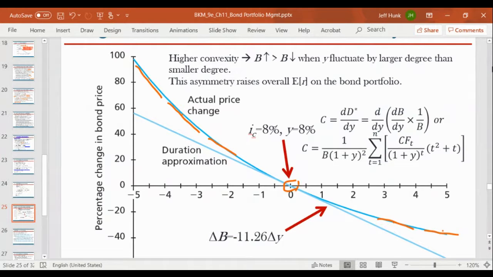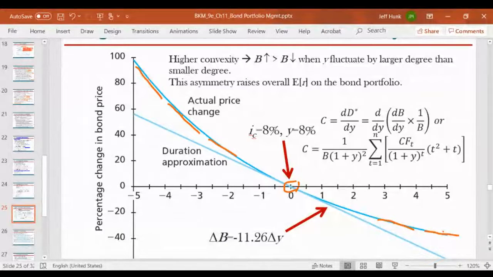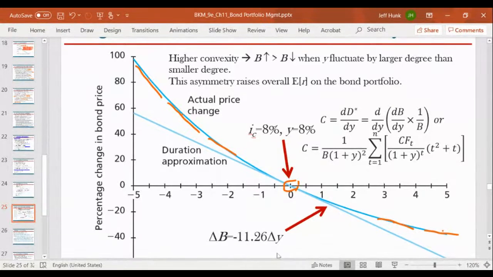Okay, in terms of forecasting, if the interest rate changes by a small degree, it's a good approximation to forecast the price change. But when the interest rate changes by a large degree, it's not going to work anymore.